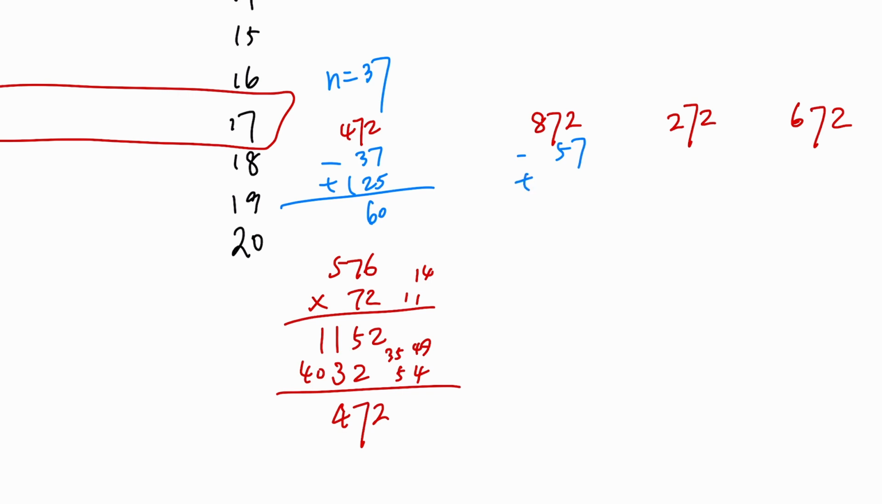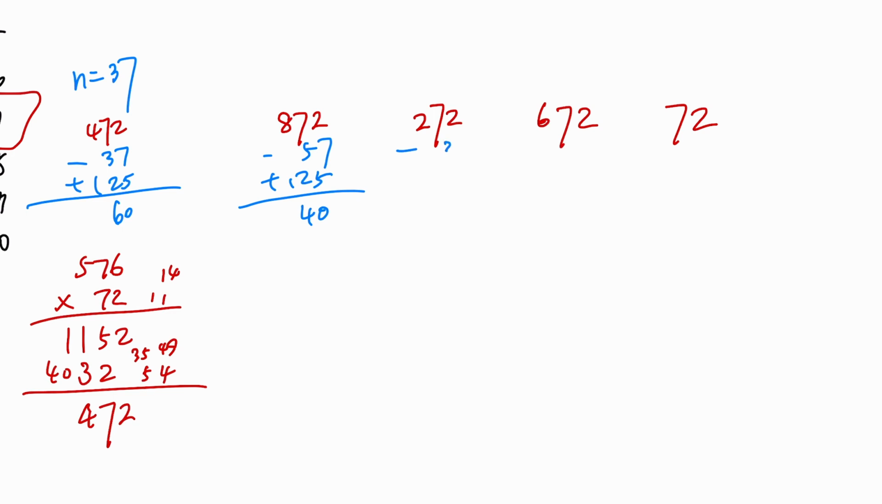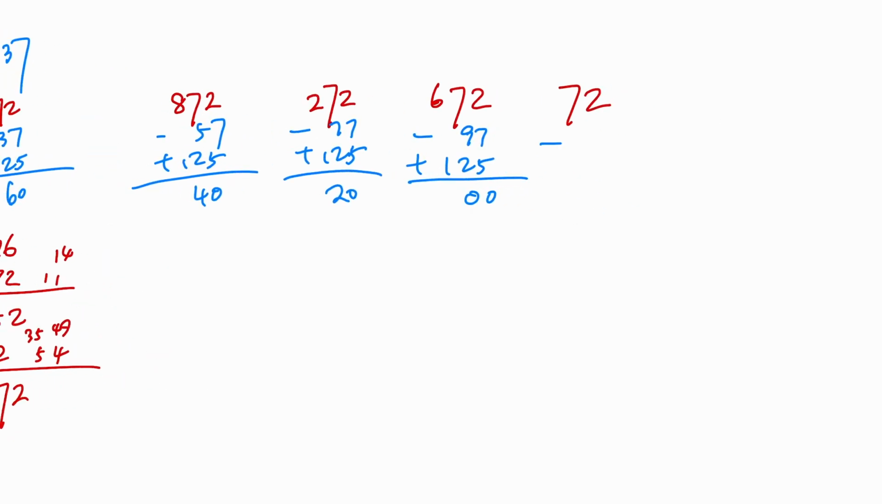Minus 57 plus 125, this would be minus 5 plus 9. So that's 4. Similarly here, 77 plus 125. This goes up to 0. Minus 97 plus 125. This actually would give us 0, 0. And minus, this is just 17 plus 125. And this would give us actually 80.